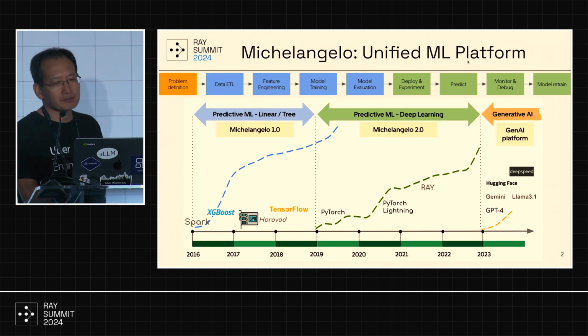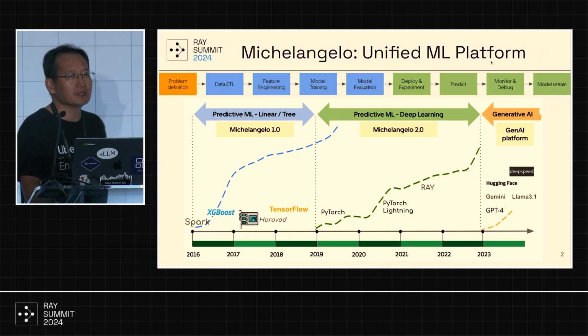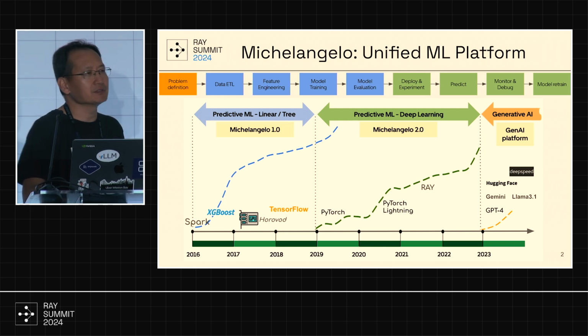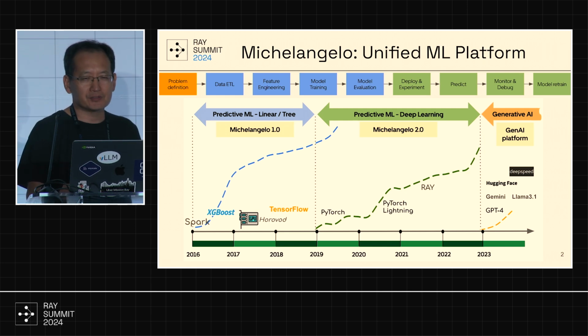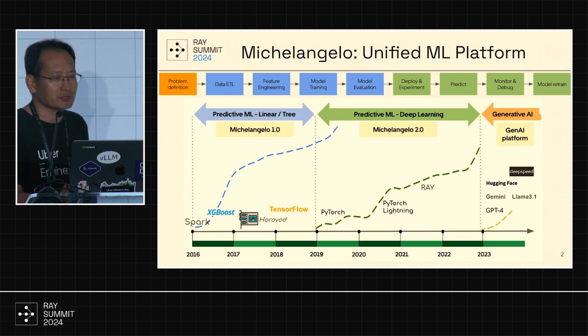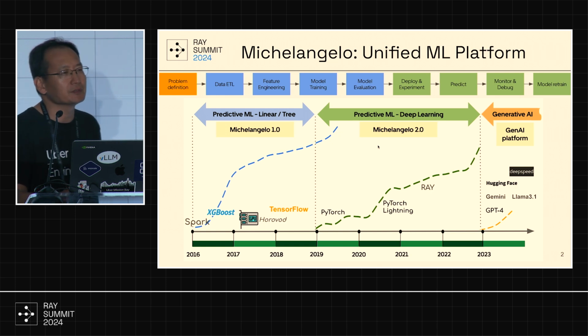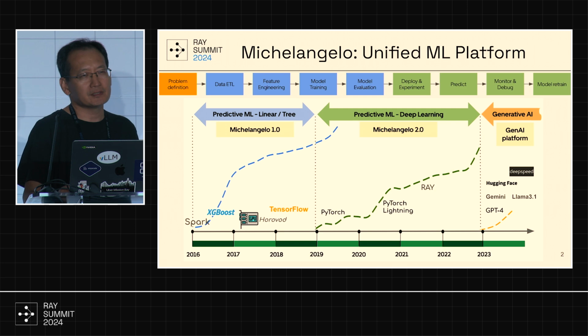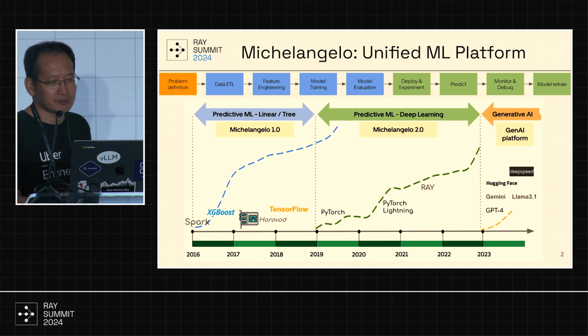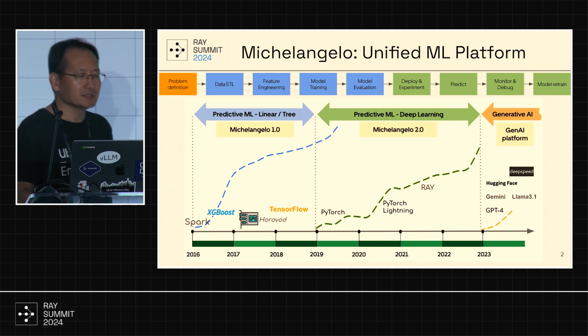Michelangelo is Uber's unified ML platform, so it provides end-to-end machine learning application support from data preparation, feature engineering, model training, evaluation, model deployment for experiment and production, prediction, monitoring, retraining, everything. In the past few years, Michelangelo has been evolving from XGBoost models to deep learning models. Since last year, since the GenAI technology emerged, Michelangelo has been actively developing tools and pipelines to support GenAI-based applications, turning into a GenAI platform.